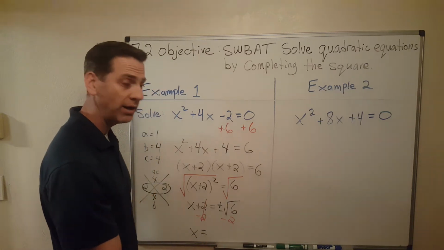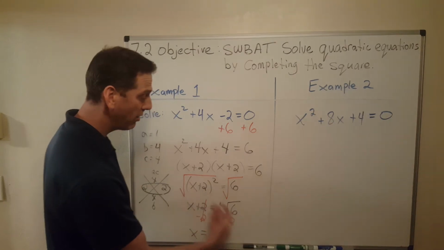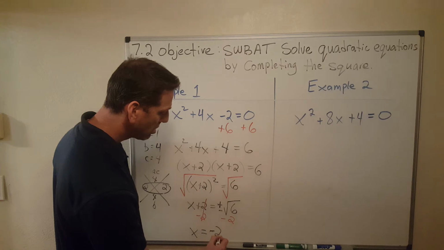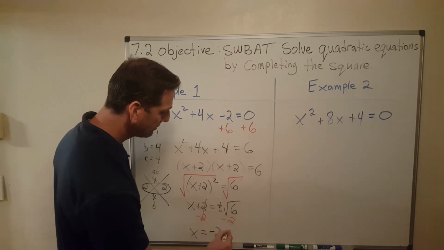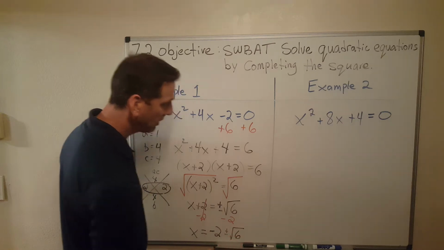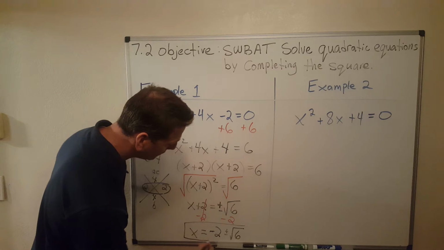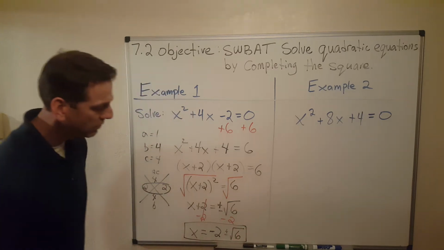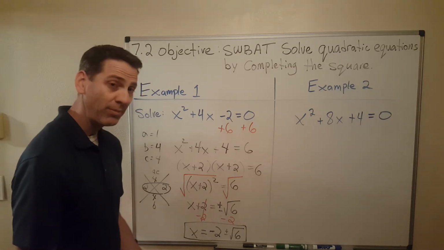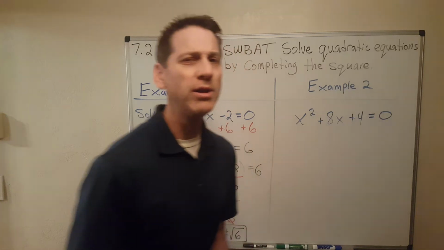Okay, and here's how I would write it. I'd put the regular integer out in front. So it'd be negative 2 plus or minus the square root of 6. And that's your solutions. Those are your solutions. Now, in case you're wondering what that means, you probably are wondering, what in the world does that mean? Let's go ahead and approximate this.